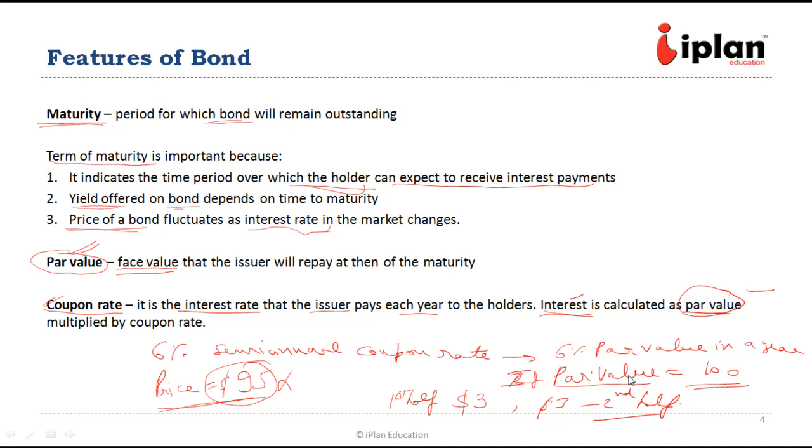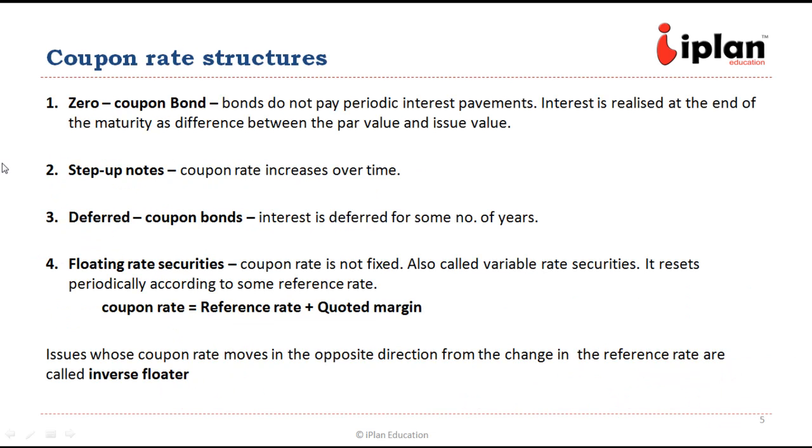The structure of these coupon rates can be different. Let us look at various types of coupon rate structures. First is zero coupon bond. This is simplest of all the bonds, in which the coupon rate is 0, no coupon is paid.